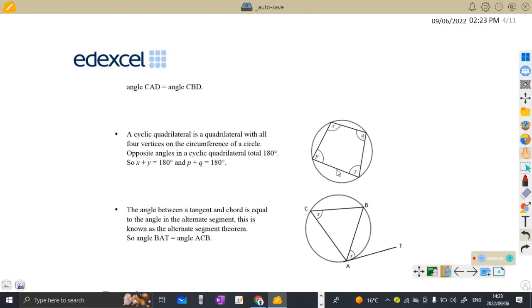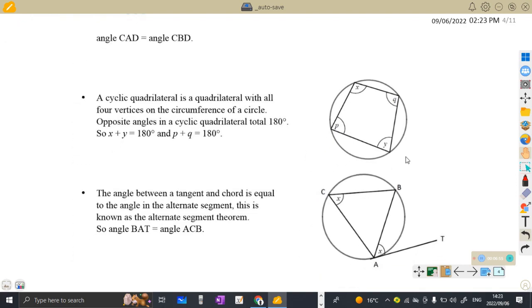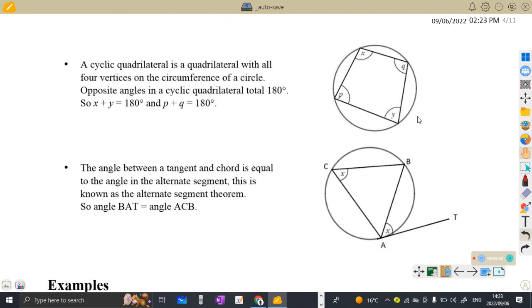You're given a cyclic quadrilateral. Here we're now on a cyclic quadrilateral. Remember, in a cyclic quadrilateral, all the vertices have to be on the circumference of a circle, and we know that opposite angles of a cyclic quad add up to 180 degrees. That's why we've got x plus y equal to 180 degrees. These are the opposite angles. The same with P and Q, they must add up to 180 degrees.